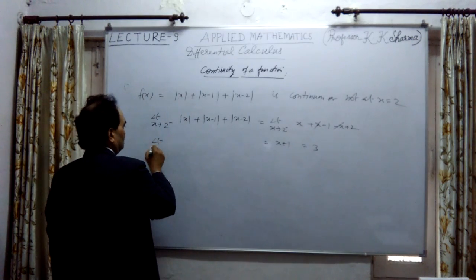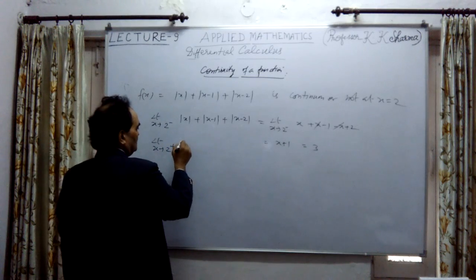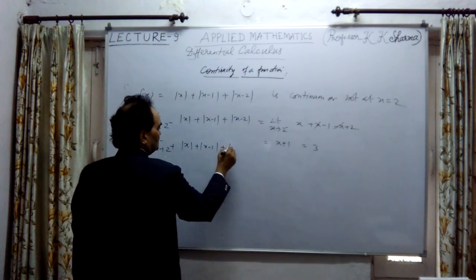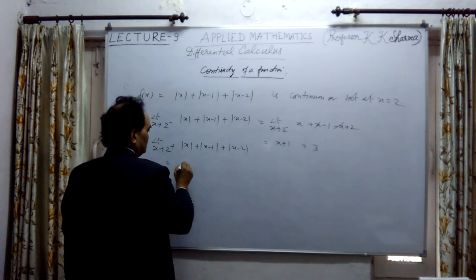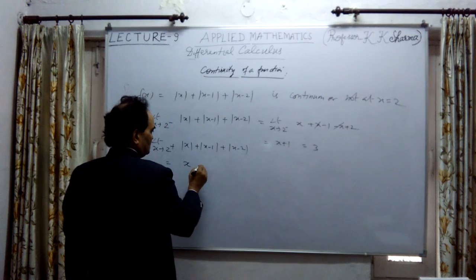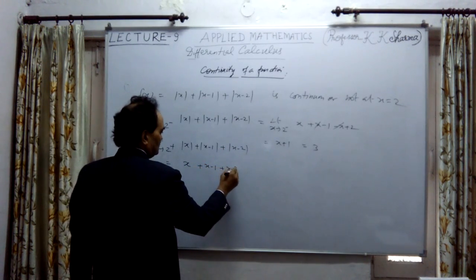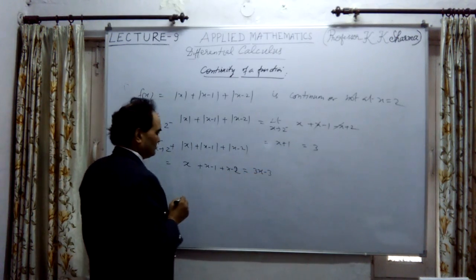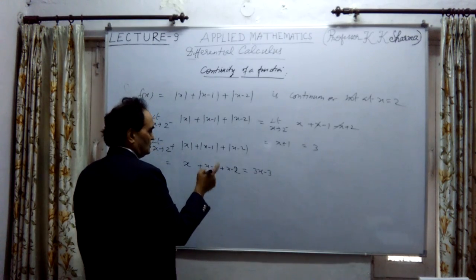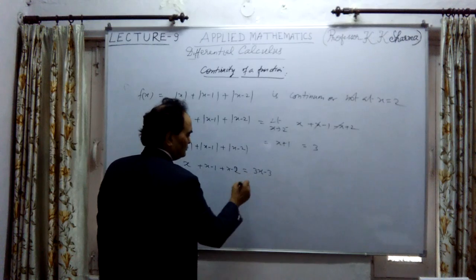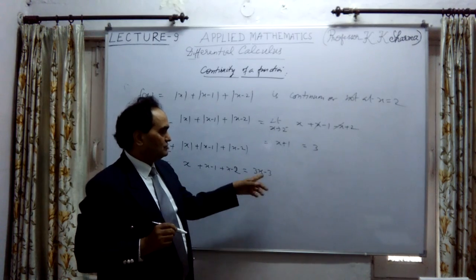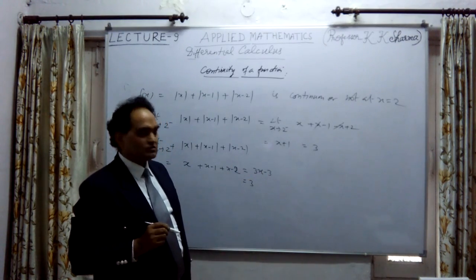What is the right limit? x tends to 2 plus. Then in the case of 2 plus, it will be positive. We first write all of them, x minus 1 and x minus 2. So these values will be x minus 1 plus x minus 2. It will be 3x minus 3. When x equal to 2 plus h, h tends to 0, then 3 times 2 minus 3 is 3. It will be 3 again.